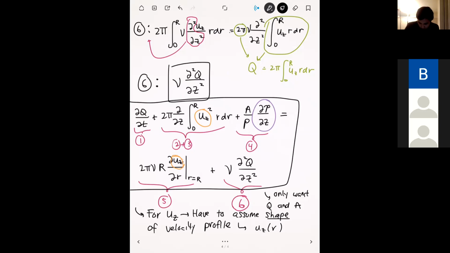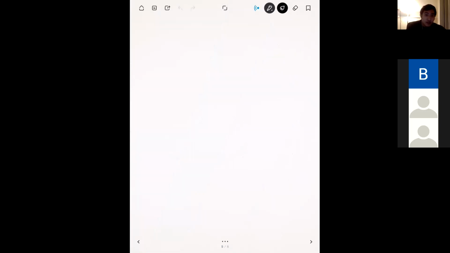I'm going to write out some key results from when we did our fluids review, and then we're going to use that in this equation here. So this section is going to be the assumption of a parabolic velocity profile.